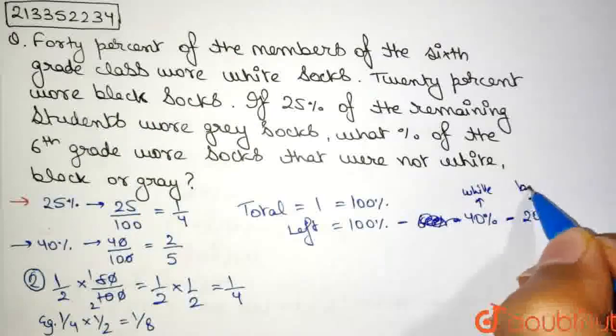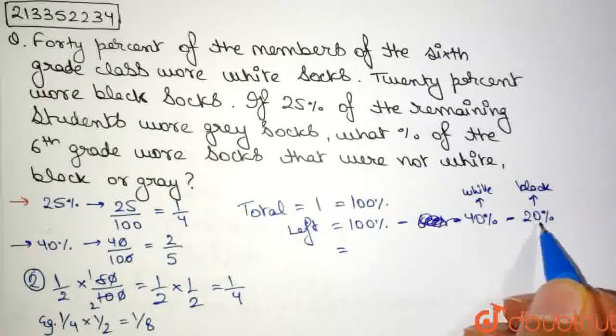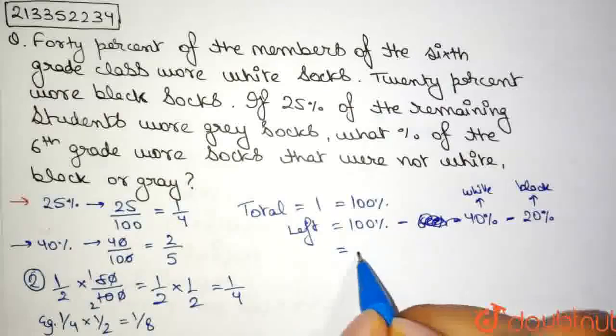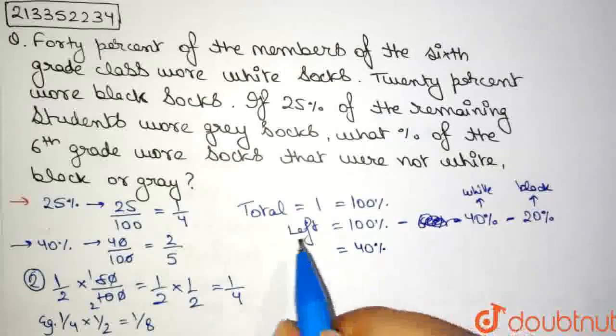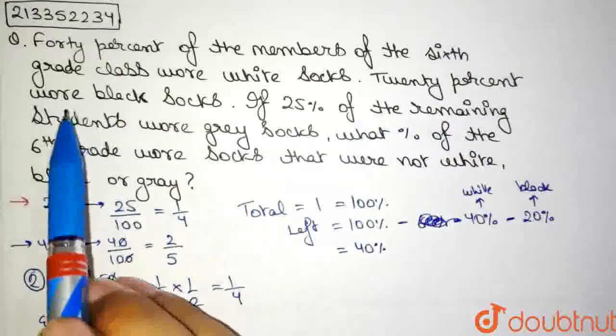This corresponds to black. So the left out is going to be 100 minus 40 minus 20. So it's going to be 100 minus 60, which is 40%. So we have left out as 40%, simple. So it says 20% for black socks, right?